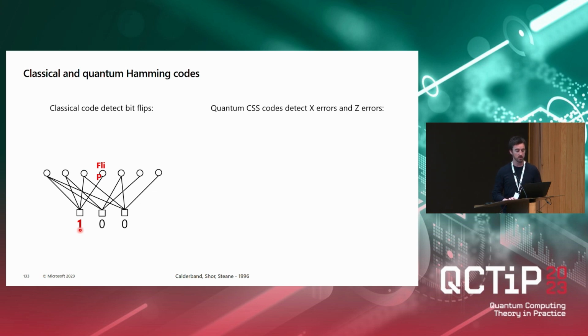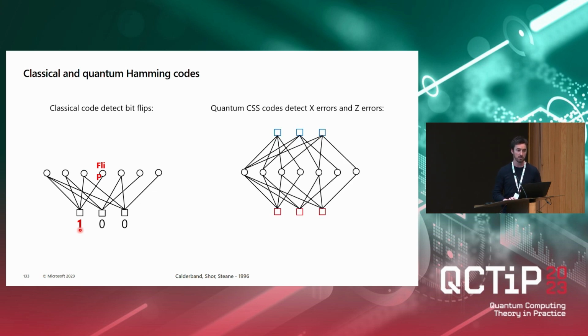In the quantum setting, we do the same thing with two types of checks, one for X errors, one for Z errors. So when there is a Z error, it's detected with the blue checks, with the top checks. And with the X error, we use the bottom checks. And we can do the same thing with two classical codes. There is some constraint, but we are going to get it for free in the family of code we consider.